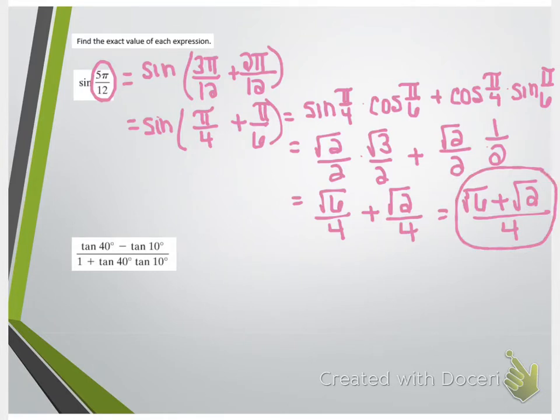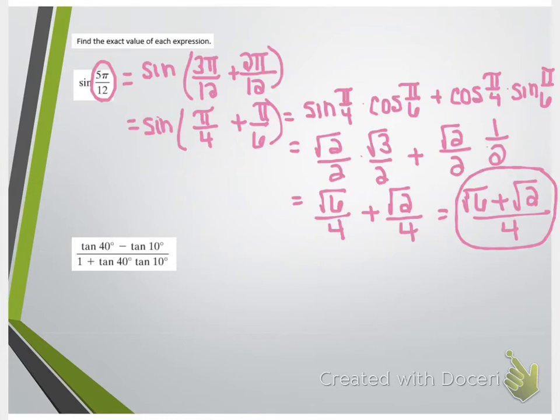All right, so now look at that next one. The tangent of 40 minus the tangent of 10 over 1 plus the tangent of 40 plus the tangent of 10. Now, again, I don't recognize exactly what those are, right? But the way that's written, it looks suspiciously like those sum and difference formulas. So which one is it? Is it the sum formula for tangent, or is it the difference formula for tangent?